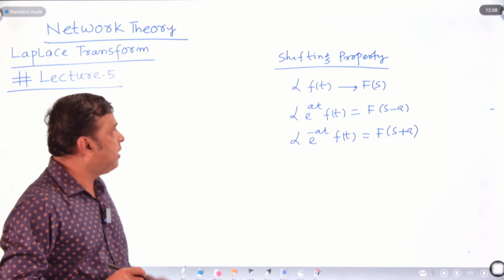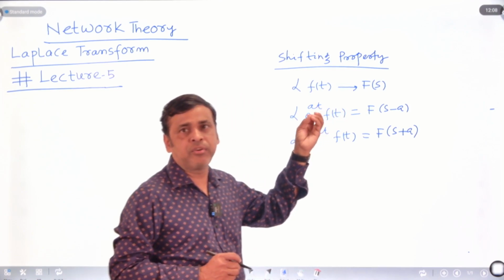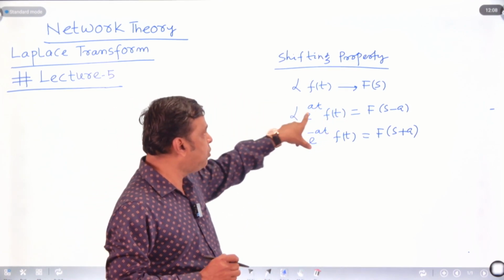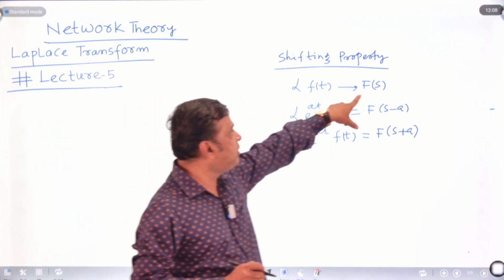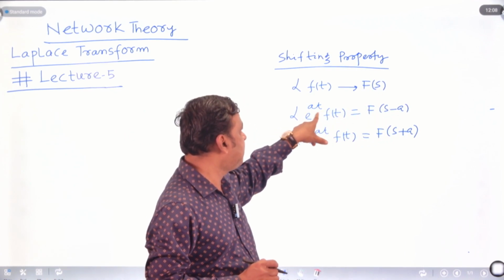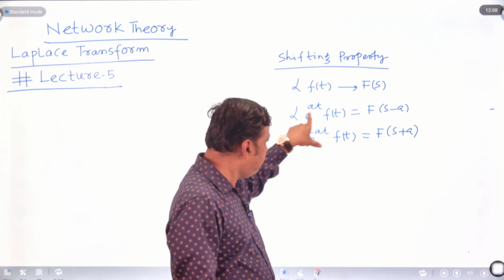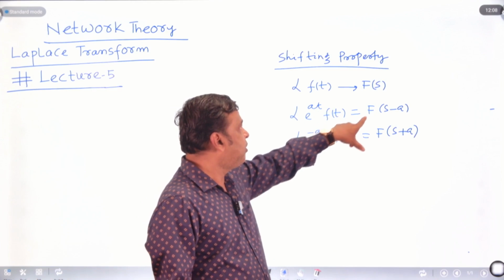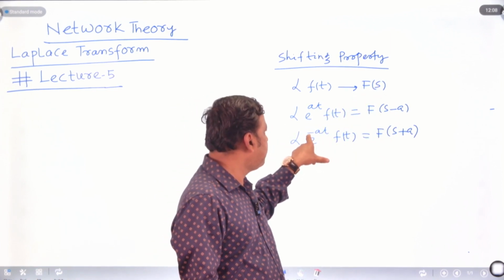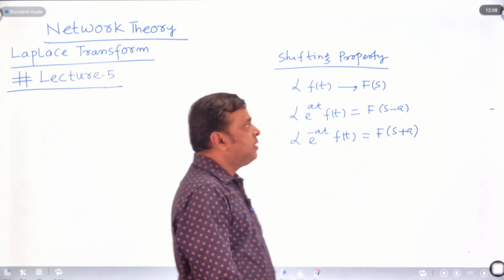So in the shifting property, for the Laplace transform of any standard function, if it is multiplied by e to the power at, the original function s can be shifted to s minus a, provided the function is multiplied with e to the power at. If e to the power minus at is multiplied, the function shifts the other way: if it is minus, that will be plus, and if it is plus, that will be minus.